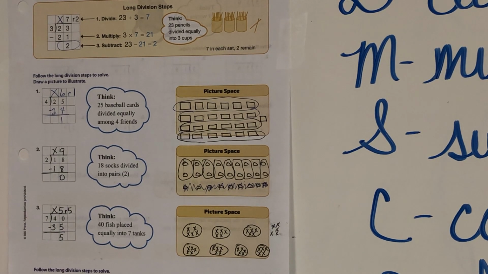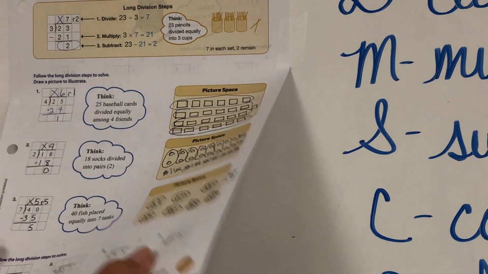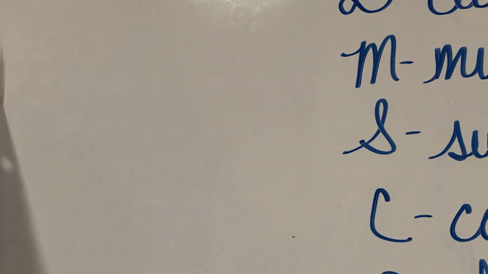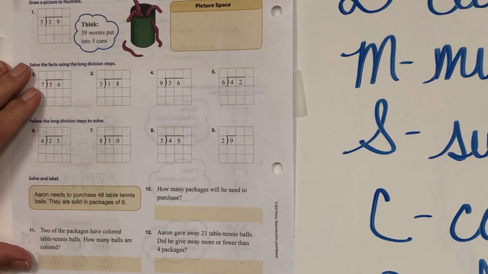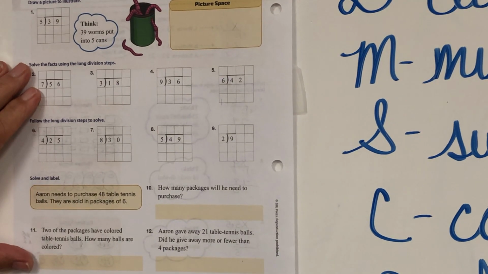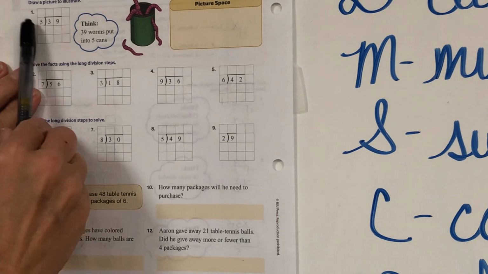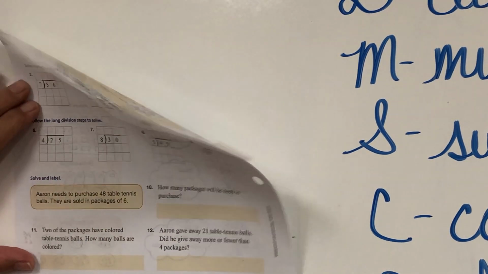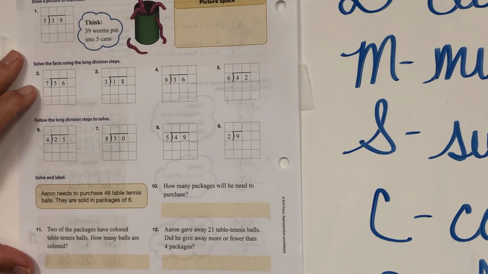For problems 4, 5, 6, and 7, I want you to do those on your own for practice, and then have a parent check them and see if you're doing it correctly. And then on the back, page 158, this is the paper you will get a grade on. So the first one, you will draw your picture. The next one says solve the facts using the long division steps.